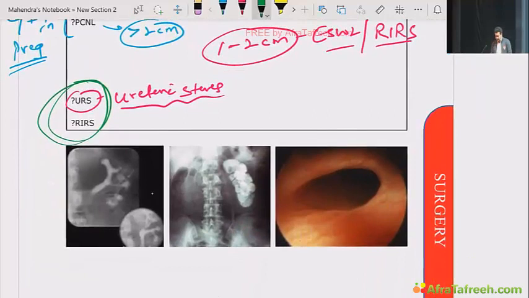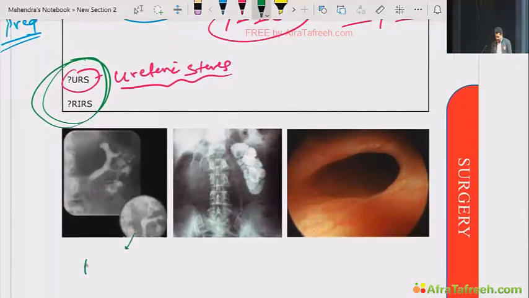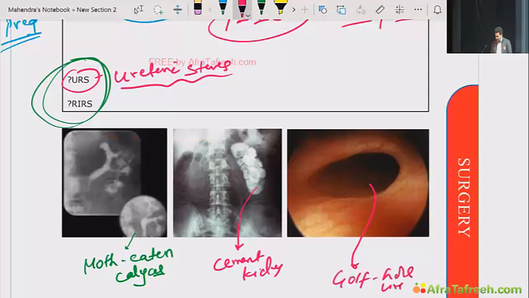See this IVP image. It is magnified to show you, I'll tell you if it is not clear, moth-eaten calyces. Diagnosis. What is this? On a plain X-ray, putty kidney or cement kidney. What is this? In the ureteric orifice, golf hole ureter. All these are findings of renal tuberculosis.